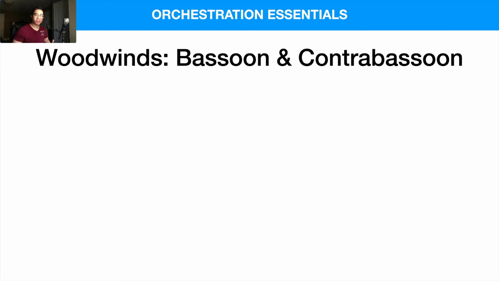Welcome back to another video, and today we are rounding out the woodwind section. We're talking about the bassoon and the contrabassoon. These are the fourth and final elements of the woodwind section, and so I wanted to dedicate a video to these because I really enjoy using these sometimes in my mockups as well.